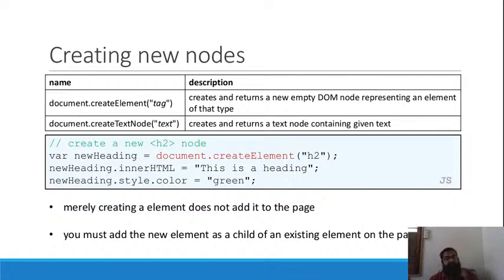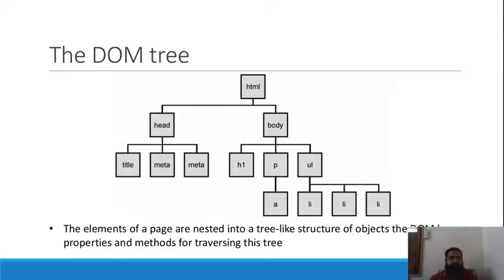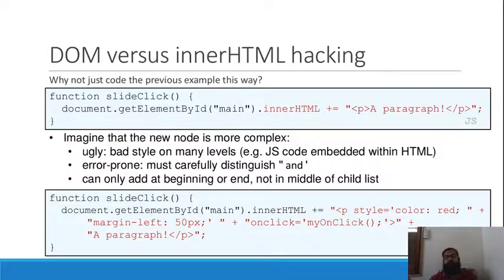So merely creating an element does not add it to the page. You must add the new element as a child of an existing element on the page. Okay, so when you look at the DOM tree structure, you can understand that the main node or the root node is the HTML, which means that if I want to add a new element, I need to place it at some place. And for placing it, I need to add it to an existing node. I cannot just have a node newly created and not connected at all. It means that it is not getting rendered or it's not even placed in the HTML.